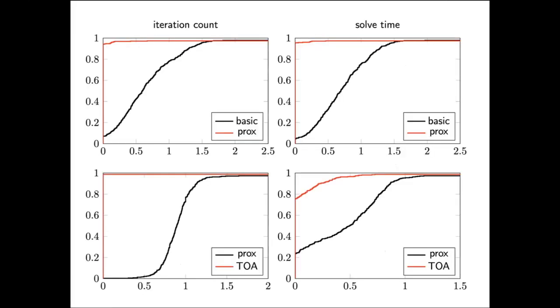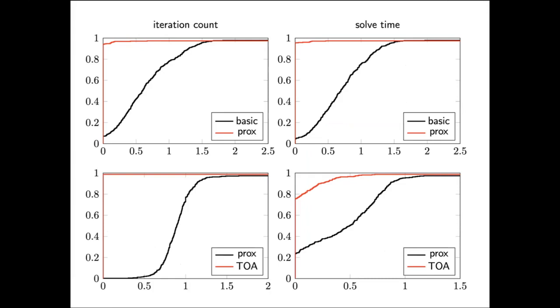Now we break it down by enhancement. Up the top here, we have basic versus prox. This is the first enhancement, loosening the conservative proximity bounds. This influences the iteration count and the solve time in a very similar way. So this suggests that solve time improvements are driven pretty much entirely by the iteration count improvements.